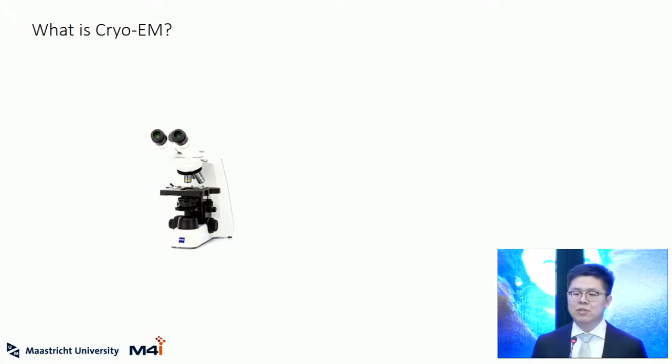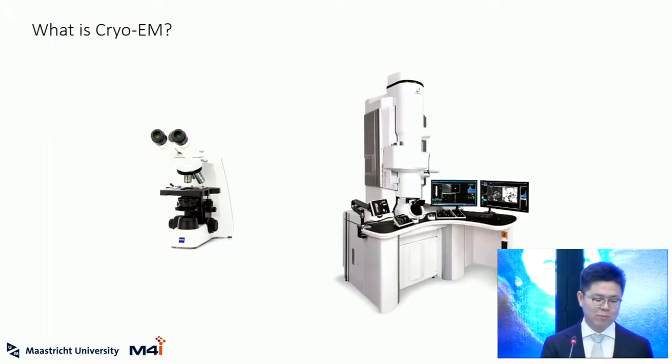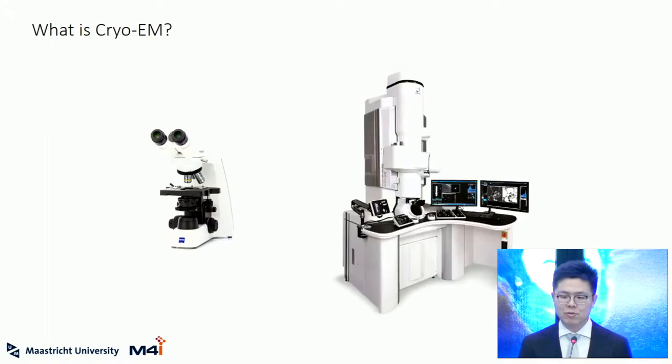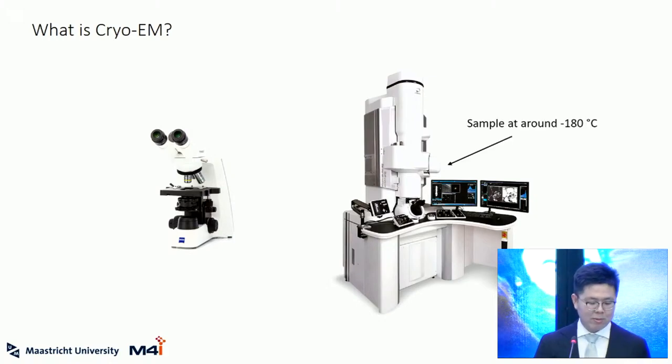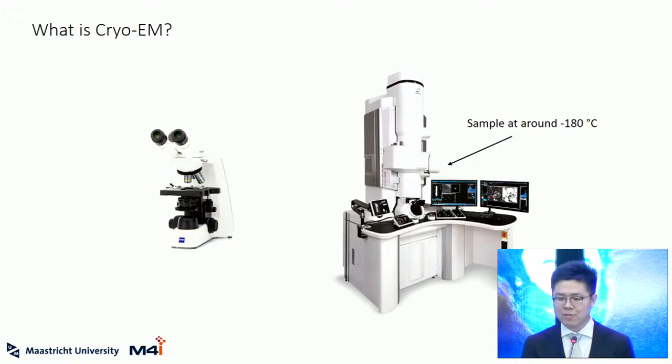But what is cryo-EM? I think everybody knows what a light microscope is. For an electron microscope, instead of photons, we use electrons to image our sample, because the electron has a much lower wavelength, so we can get higher resolution. And cryo-EM keeps the sample at minus 180 degrees, so we can keep the sample close to its native state, and we can also reduce the radiation damage.